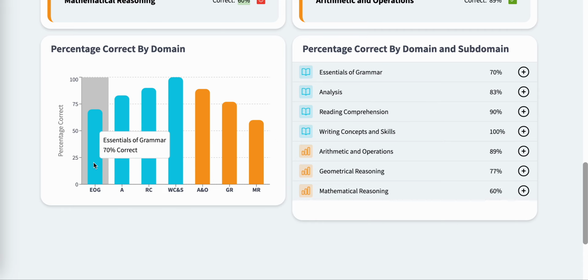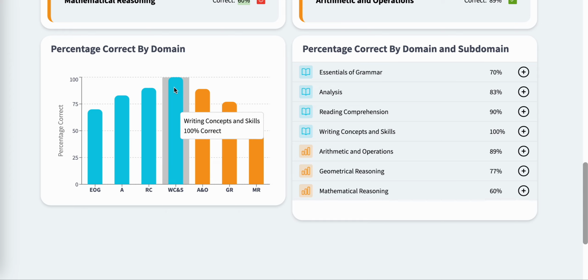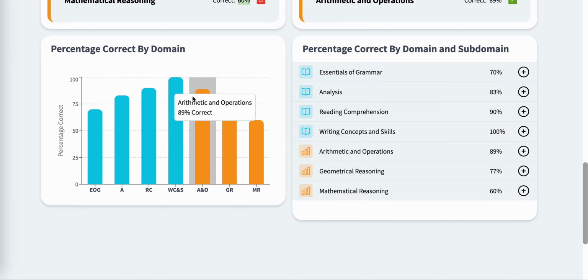This graph shows you a layout of things in bar graph form. So this essentials of grammar, 70% correct, all the way up to the best one for this child, which was writing. This is their arithmetic and operations. But over here, this is where I want to focus for the next few minutes. This is my favorite part of the testing report. So this is percentage correct by domain and subdomain.